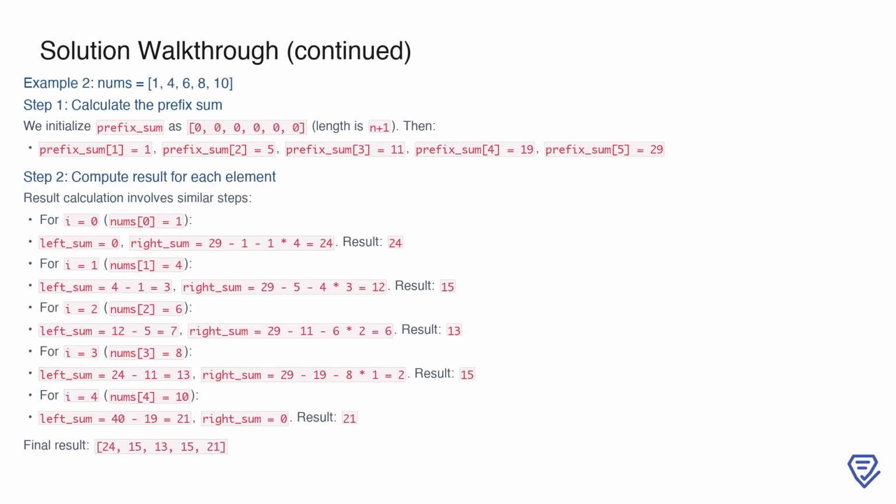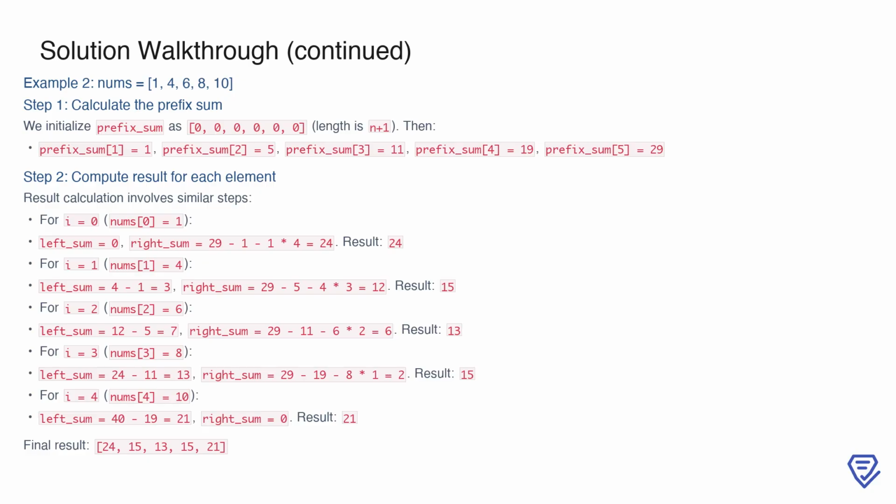For i equals 1, nums[1] is 4. The left sum is 3, and the right sum is 12, giving result[1] equals 15. For i equals 2, nums[2] is 6. The left sum is 7, and the right sum is 6, so result[2] equals 13. For i equals 3, nums[3] is 8. The left sum is 13, and the right sum is 2, giving result[3] equals 15.